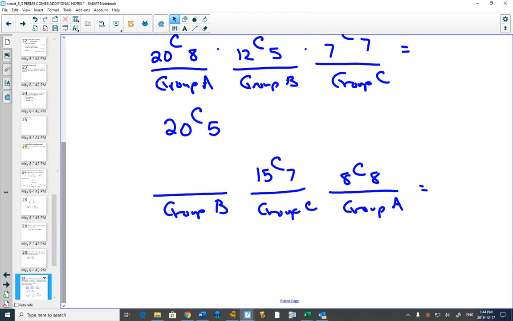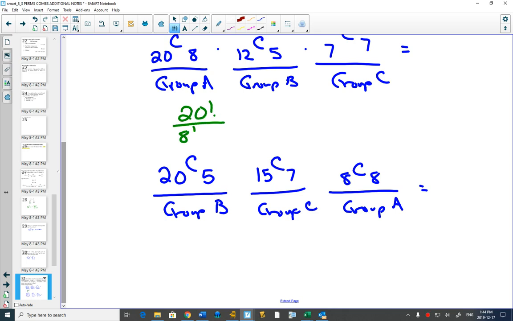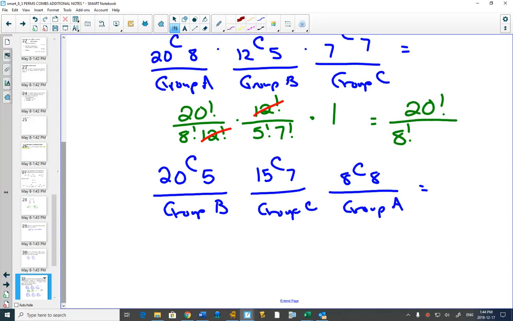I'll move these down just a little bit here. What is 20 choose 8? It's 20 factorial over 8 factorial 12 factorial. Times by what's 12 choose 5? 12 factorial over 5 factorial 7 factorial. And 7 choose 7, I'm just going to write that's 1 instead of having to write out the formula. Can you see that if you multiplied these out, these 12s would cancel out? Leaving you with 20 factorial over 8 factorial, 5 factorial, 7 factorial.